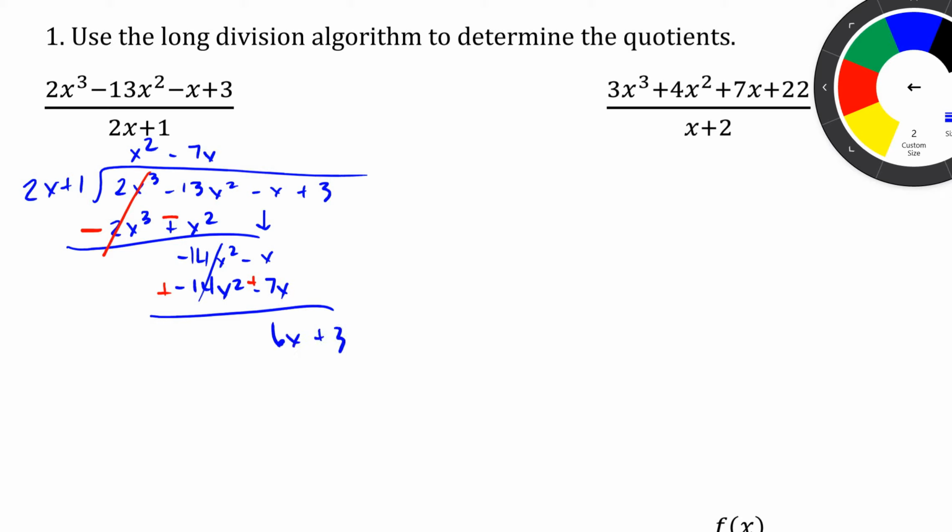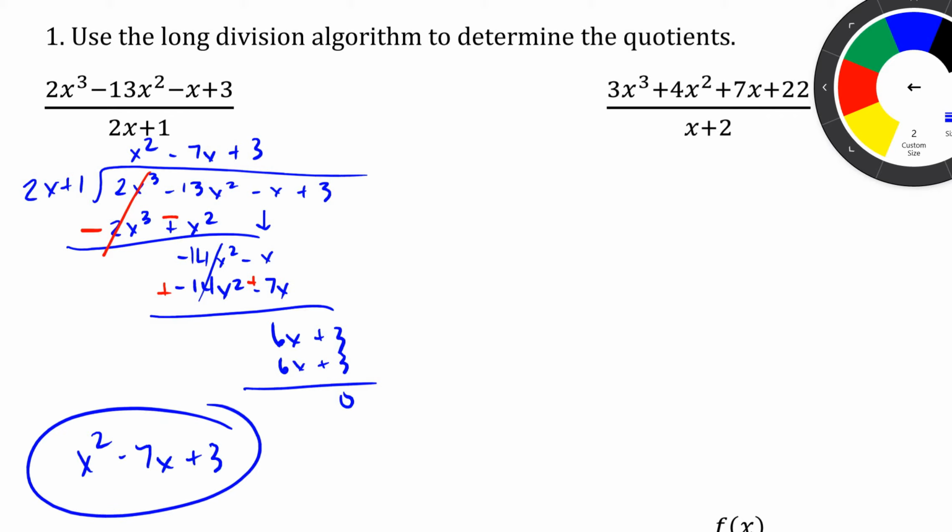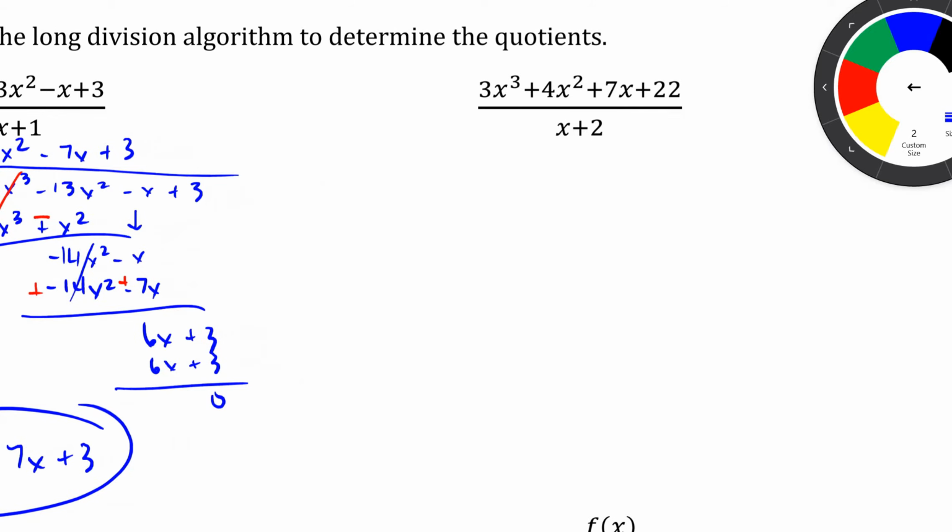We'll multiply by 2x to make 6x, that's 3, positive. So I have 6x plus 3, those are the same, so no remainder. My final answer here is actually going to be x squared minus 7x plus 3. All right, let's take a look at the second one here.